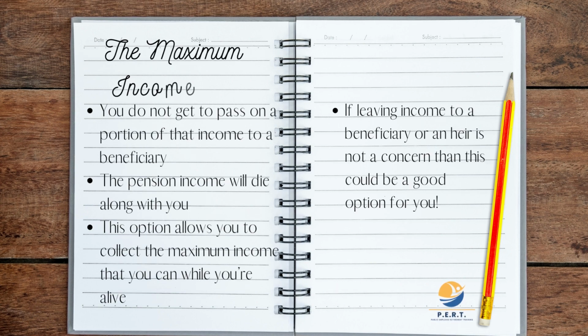The maximum income option. Again, each plan will call this something different. However, there will likely be an option to collect the maximum monthly pension amount. In doing this, you do not get to pass along a portion of that income to a beneficiary. With this option, the pension income will die along with you, the retiree. This will allow you to collect the maximum income that you can while you're still alive. So if leaving income to a beneficiary or heir is not a concern, then this could be a good option for you.